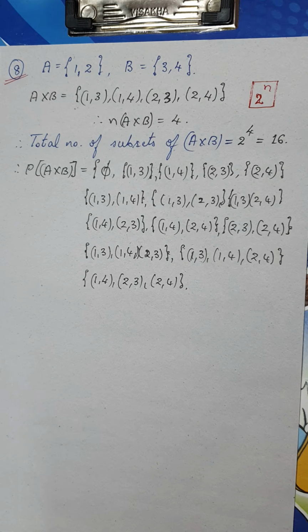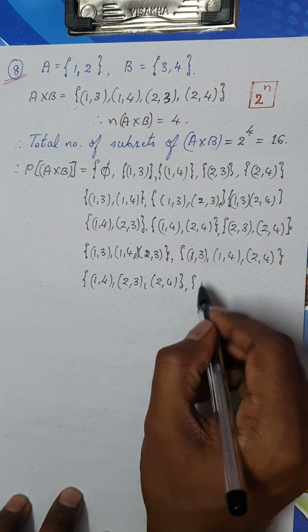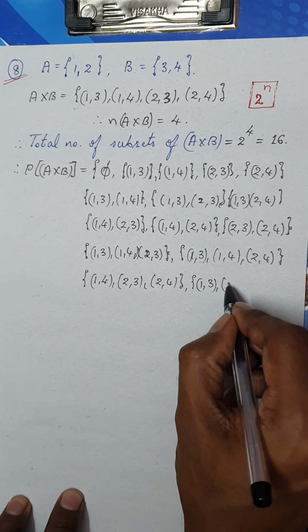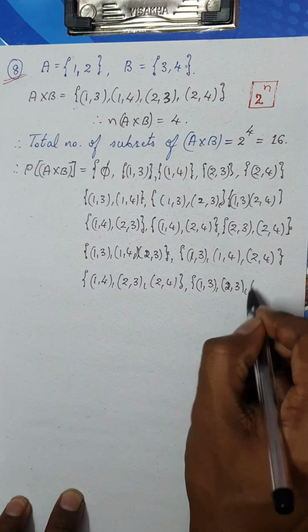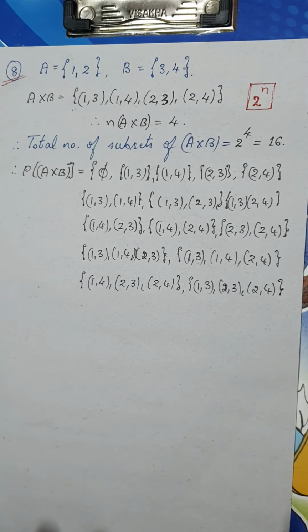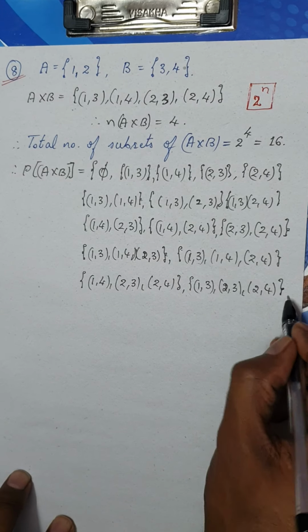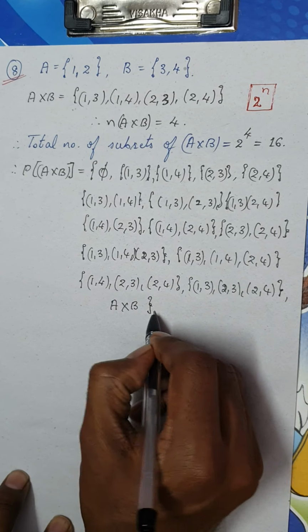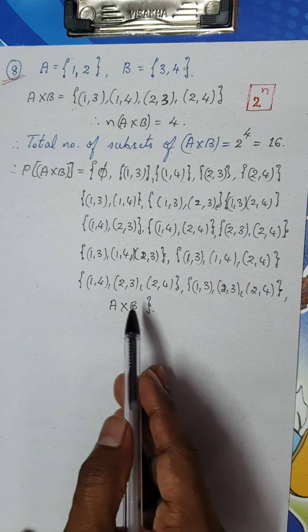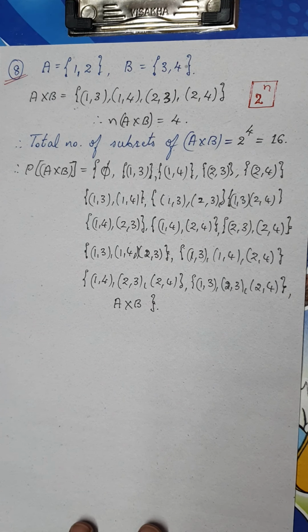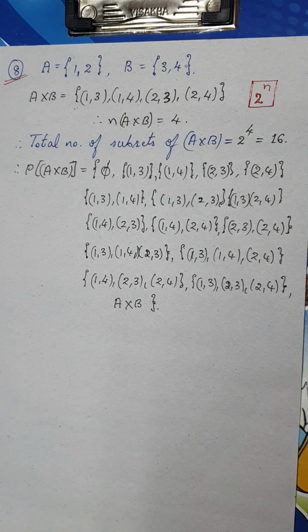Now, in the next subset I will leave out the ordered pair (1,4) and see what happens. So you will have (1,3), (2,3), (2,4). So this will complete my 15 elements. And next, the final one, the last one, you can simply write A cross B itself. So this will complete it. These 16 are the subsets of the given set A cross B. I don't think this question would be asked directly in the examination, but anyhow you should know the procedure of how to do it.